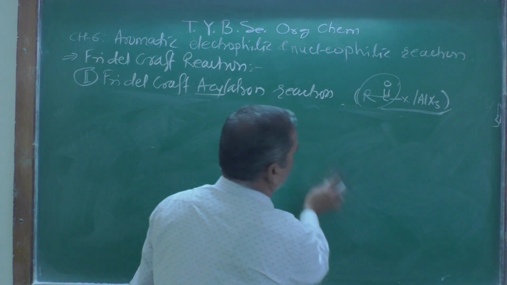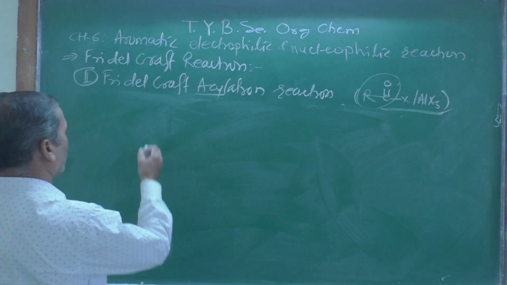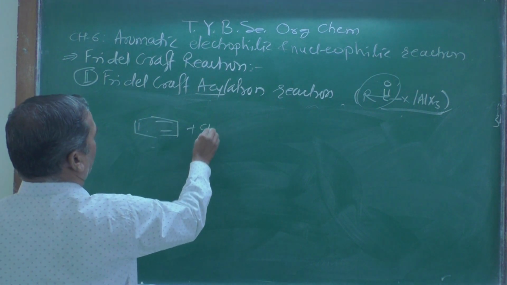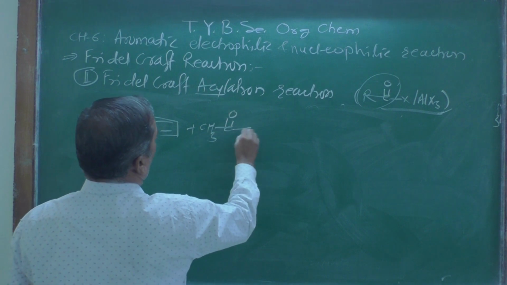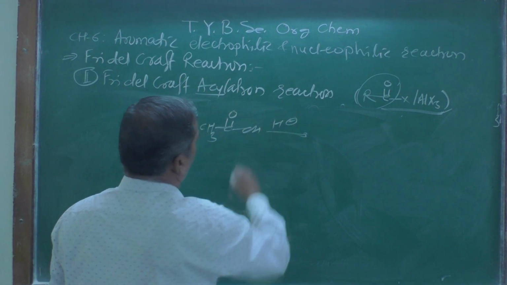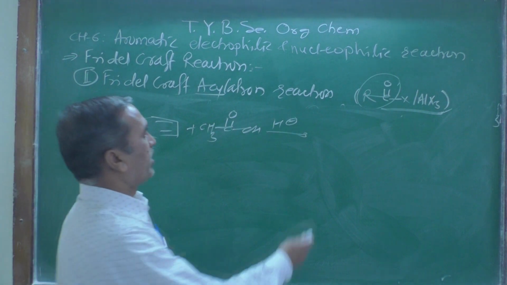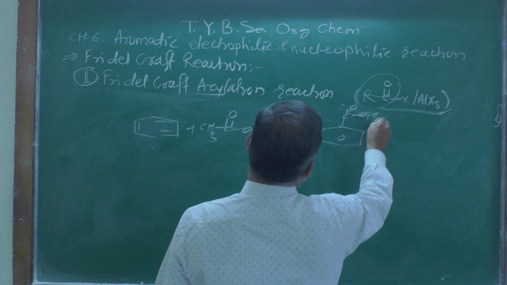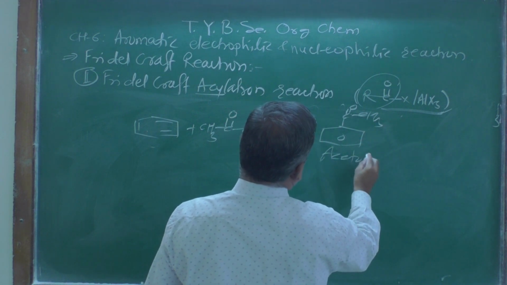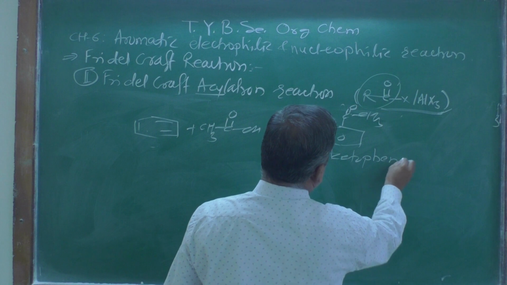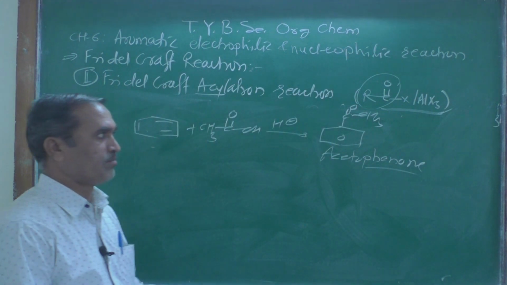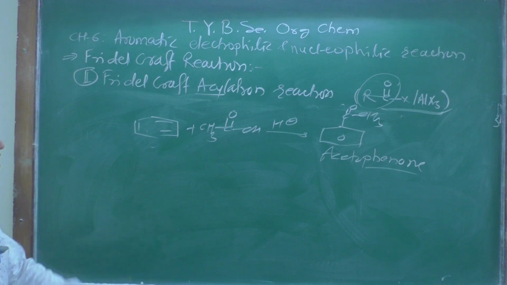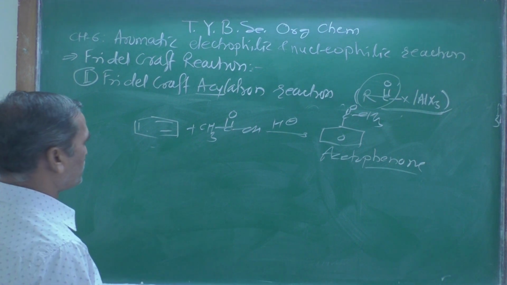So let us see, suppose there are such types of compounds. Suppose you have a starting compound, benzene, that will be treated with CH3, C double bond O, OH in presence of H plus, sulfuric acid, or you may get here also an acetyl group introduced here, C double bond O, CH3. Acetophenone you can get over here, right? And so this is a very good method for the preparation of acetophenone.